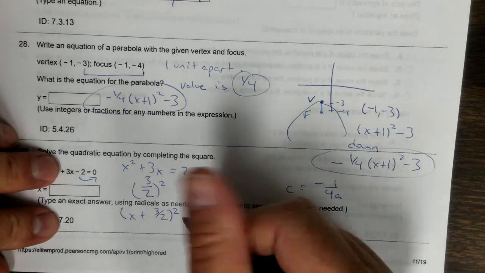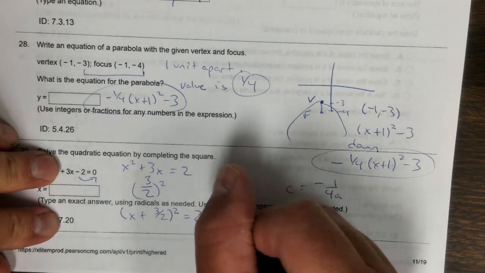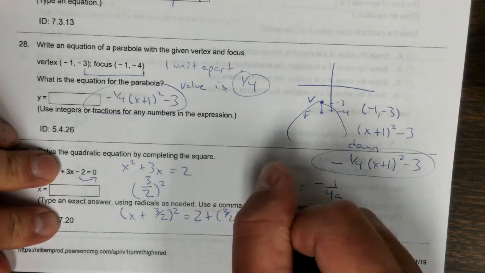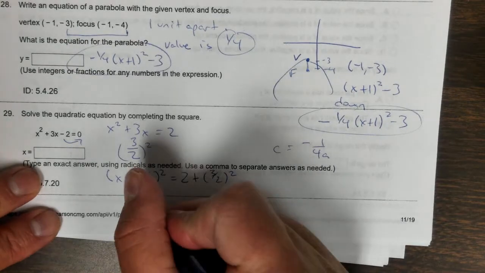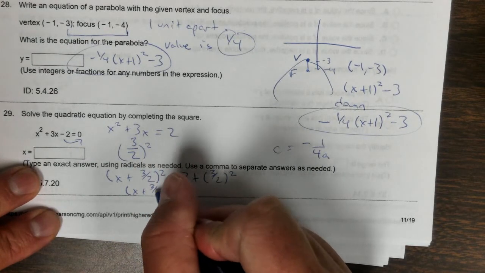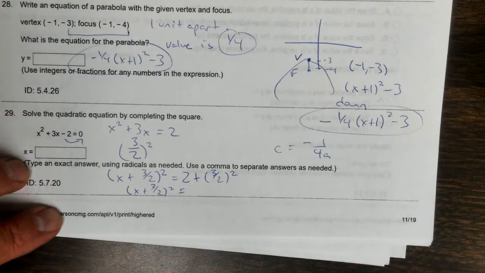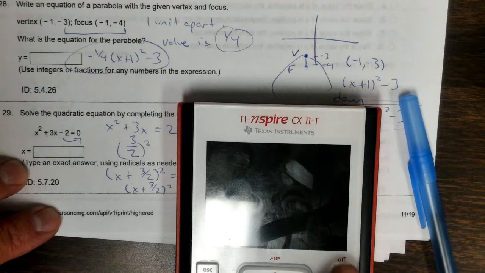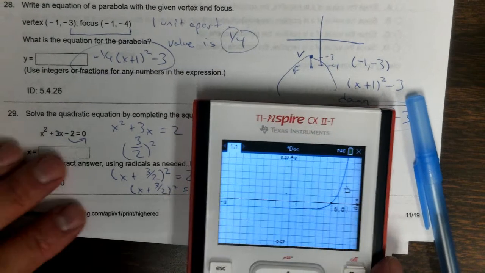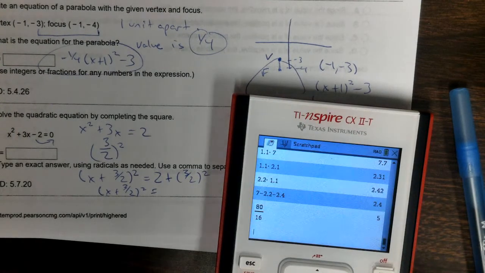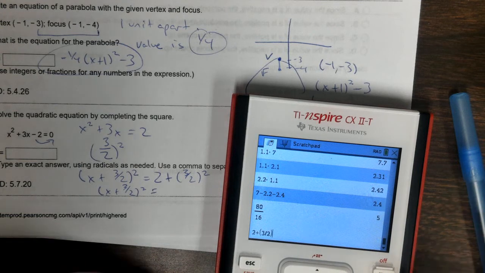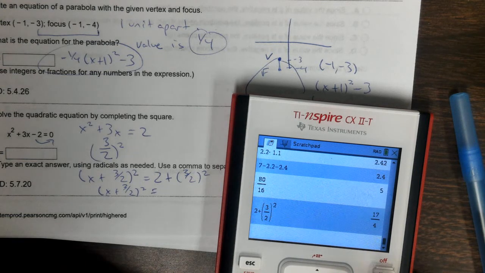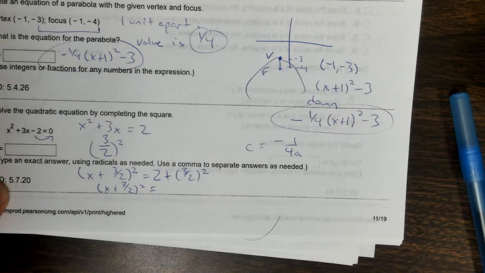and then this is going to be equal to 2 plus 3/2 squared, which is really saying x plus 3/2 squared equals 2 plus 9/4, or something like that. 2 plus 3/2 squared is 17/4.